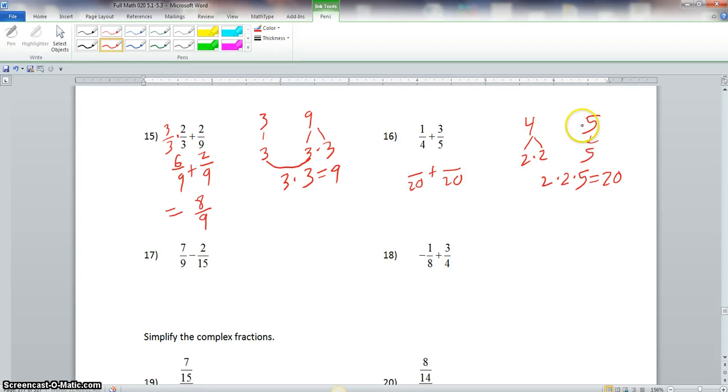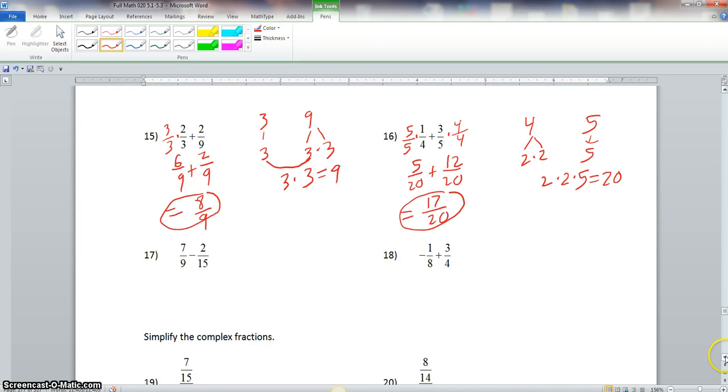Now we ask ourselves, what does 5 have that 4 does not? It has a 5. So we multiply our numerator and denominator by 5. 5 times 4 is 20. 5 times 1 is 5. Now we ask ourselves with the 5 in comparison to the 4, what does 4 have that 5 does not? It has two 2's, which is 4. So we'll multiply this numerator and denominator by 4. 5 times 4 is 20. 3 times 4 is 12. So now we add them. 5 plus 12 is 17, all over 20. And we cannot simplify this, so that is your final answer.